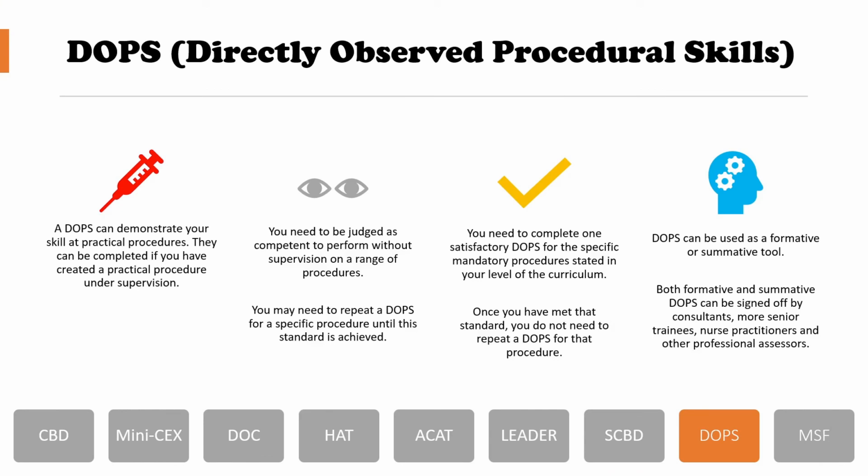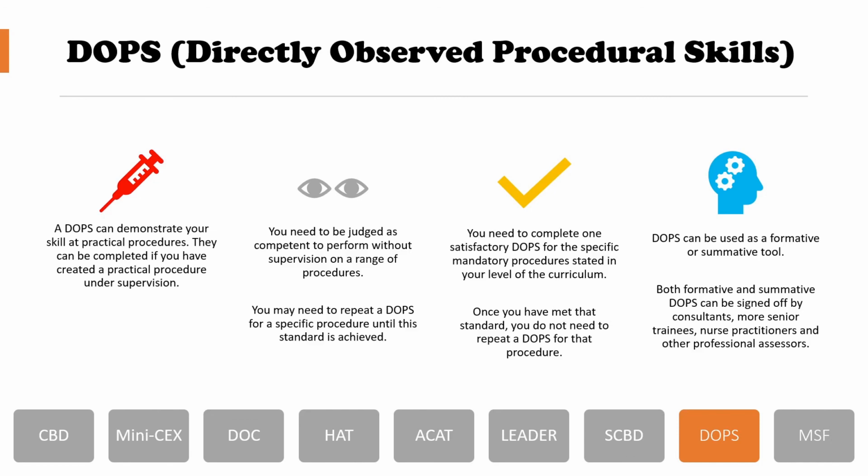Now moving on to the 2 assessments which are counted as assessment of performance. The first of these is the DOPS, Directly Observed Procedural Skills. This is where an element of a clinical procedure is observed and you are judged as to whether or not you are competent to perform that procedure, and you may need to repeat this DOPS until you achieve competence. There are a few DOPS which are mandatory, and you are expected to be competent to perform these unsupervised by the end of level 1 training.